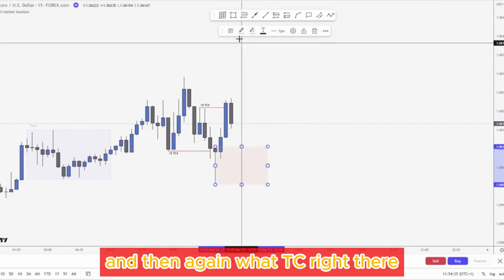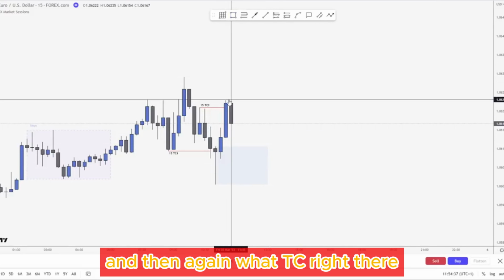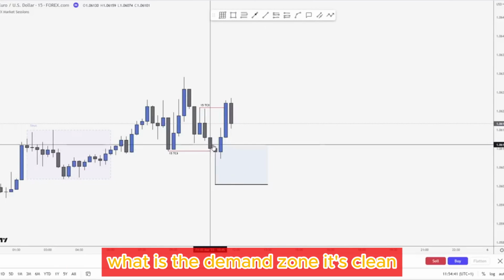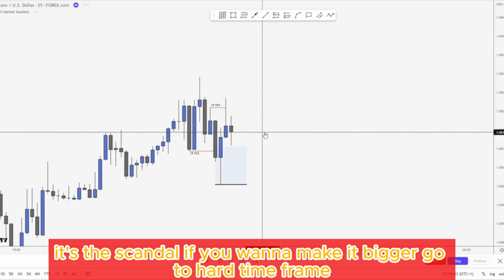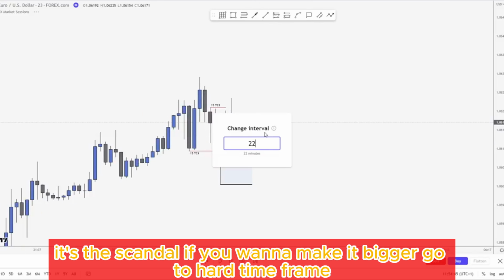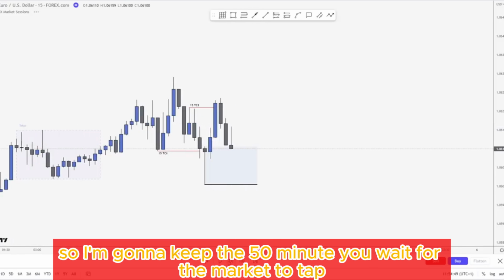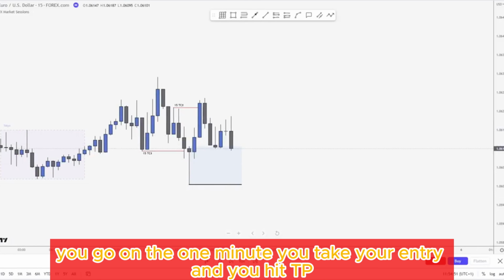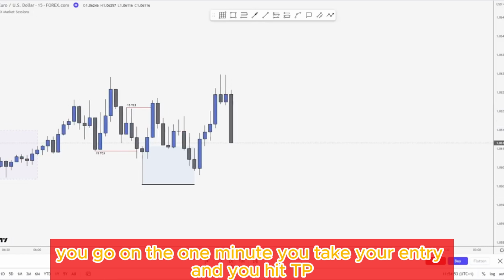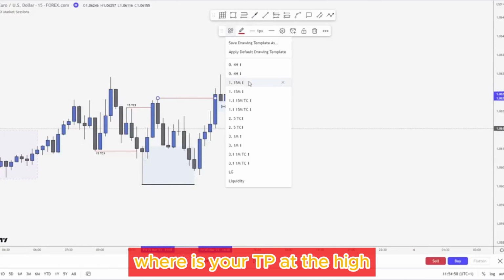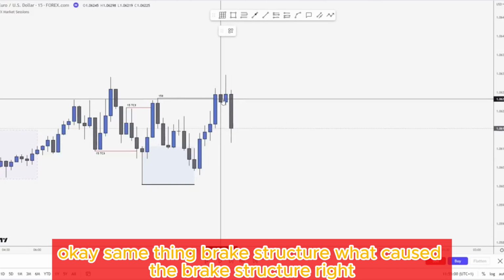And then again, what TC right there, what is the low that caused the TC? It's this one. What is the demand zone? It's clean. It's this candle. If you want to make it bigger, go to a higher time frame, right? There is nothing very clean, so I'm going to keep the 50-minute. You wait for the market to tap. You go in the 1 minute, you take your entry, and you hit TP. Where is your TP? At the high. Okay? Same thing. Break structure.